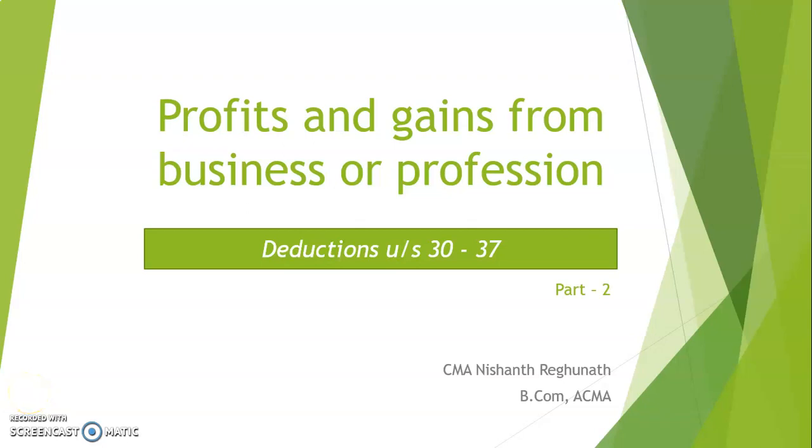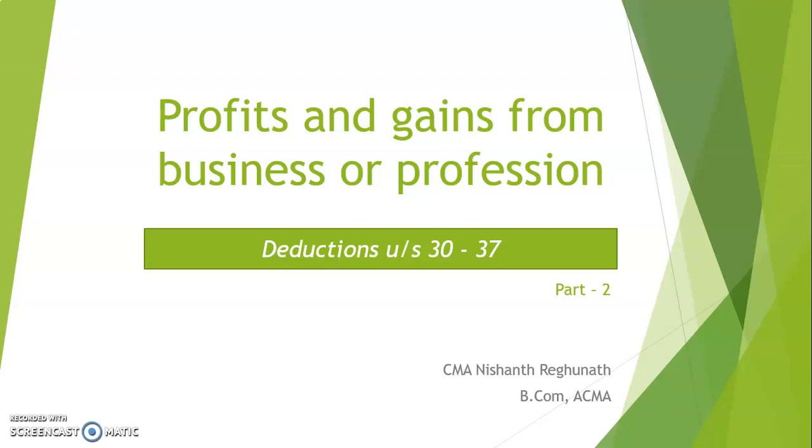Hi there, welcome to part 2 of our study under Profits and Gains from Business or Profession for deductions under sections 30 to 37. In the first part we saw sections 30 and 31, and in this part we'll be seeing multiple sections, but all these sections will have a common factor, and that common factor is the term depreciation.